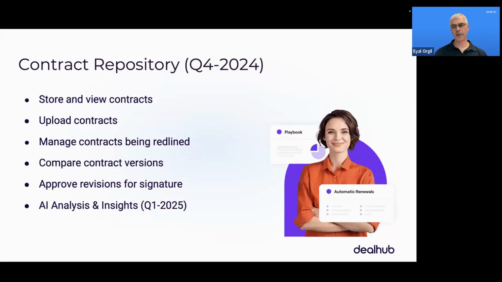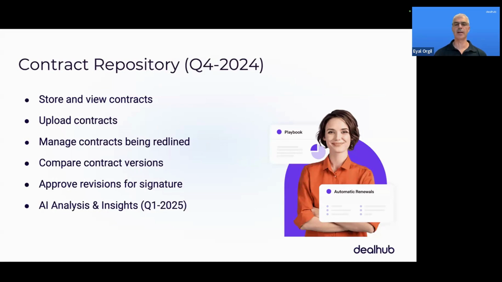Contract repository. This is what we're going to be talking about as well today. We're going to be looking at what that's going to look like. This is coming out at the end of December, so by January 1st, this is going to be available. And the capabilities that you'll have with the contract repository, obviously, are the ability to store contracts and to view contracts. So you're able to look at all kinds of different contracts that you have for the account or the opportunity that you're working on. And you will be able to upload other contracts as well.